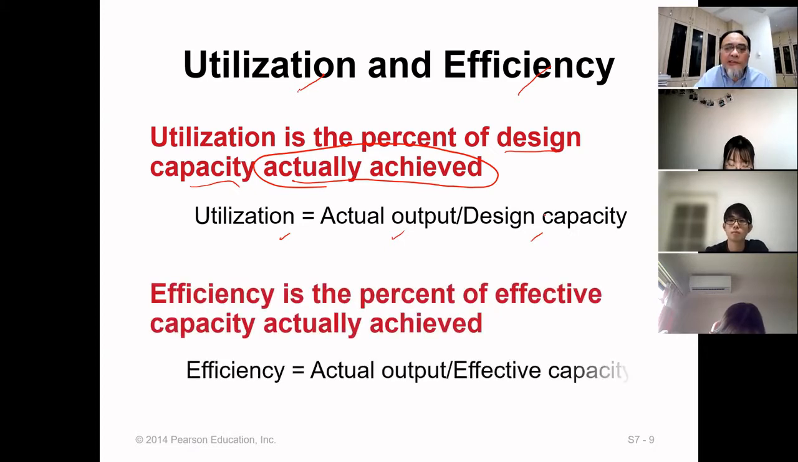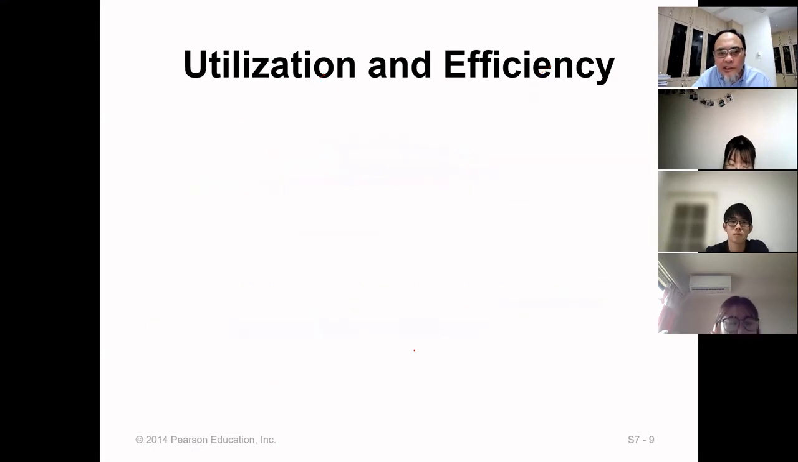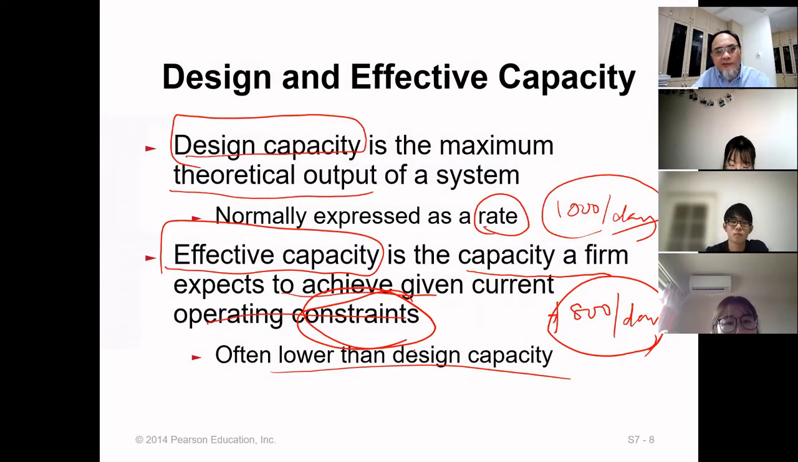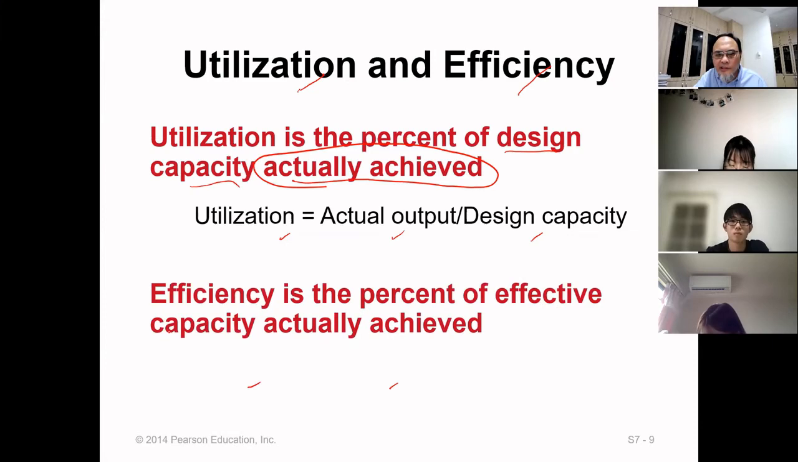And efficiency is the percent of effective capacity actually achieved. We'll see an example after this. You just use this formula: efficiency is actual output divided by effective capacity. Because we have this effective capacity just now, right? Effective capacity is after the deduction of constraints.